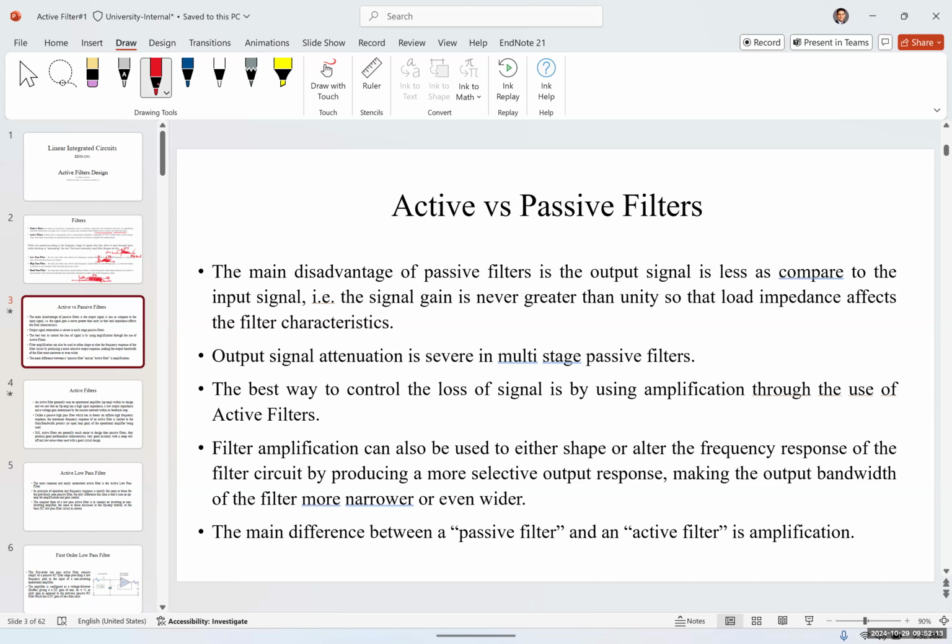Filters can also be used to alter the frequency response and create a selective output response. And we can create a narrow pass band system, which is selective, by the way, and we can pick certain frequencies. It's like hand-picking those frequencies. And we can make them wider, we can make them narrower.